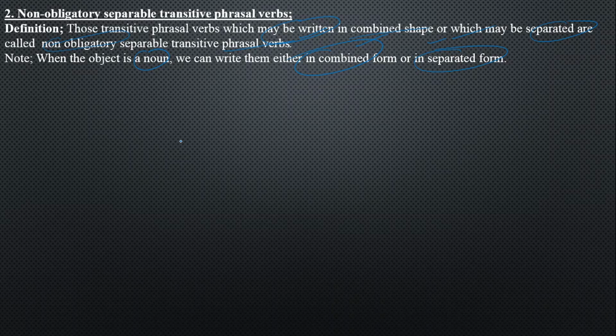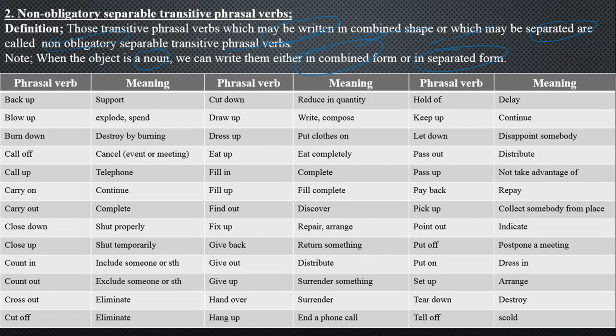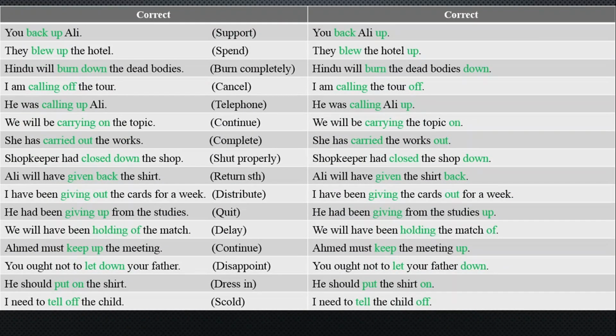Now, these are your non-obligatory separable transitive phrasal verbs. These are mentioned with the meanings. We don't have time to go for each word and tell the meaning. It is already written. You can pause the video and check the meanings, but we will look at the examples. Now see, you back up Ali, you back Ali up, both of them are right. They blew up the hotel, they blew the hotel up.